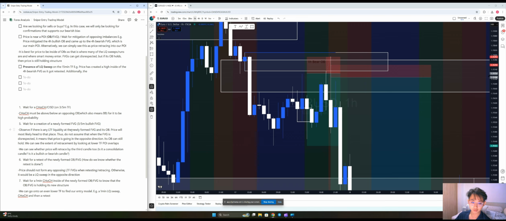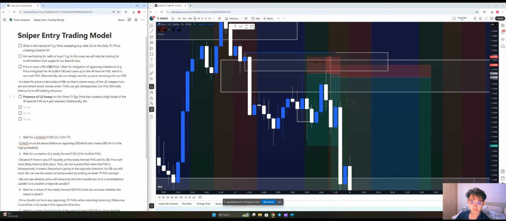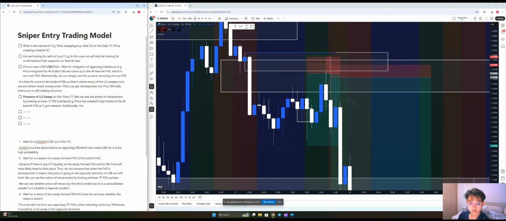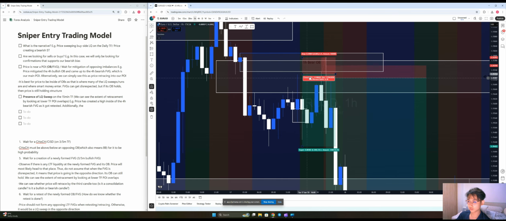Just do not assume that when the fair value gap gets disrespected, it means price is going to go in the opposite direction. Order block can still hold. We can see the extent of retracement by looking at lower time frame point of interest overlaps. Main thing, this one. So this is the main thing. Here you can see the extent of overlap. So price is most likely going to hit this order block. So remember extent of overlaps. Here also, this can be a point of extent of overlap.